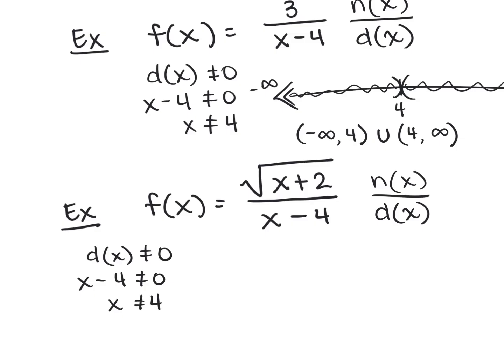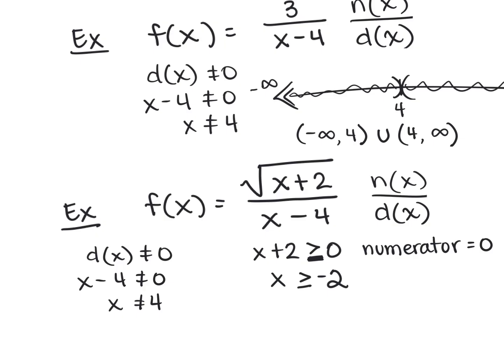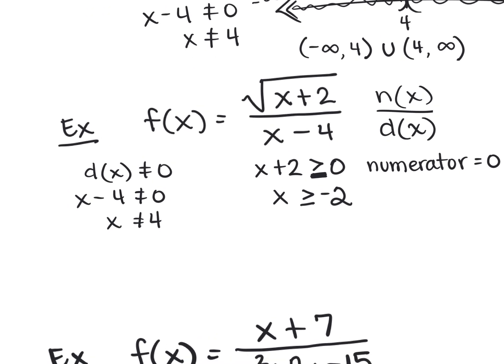And then this one has an additional situation because I have a radical. So because it's a radical, then I know that what's up underneath the radical has to be greater than or equal to 0. And the reason I can say that it can be equal to 0 is because it is in the numerator. So a numerator can be 0, a denominator cannot be. So a numerator can be equal to 0, so that's why we have this included symbol. So x has to be greater than or equal to negative 2. So I have to have both of those things occurring at the exact same time.